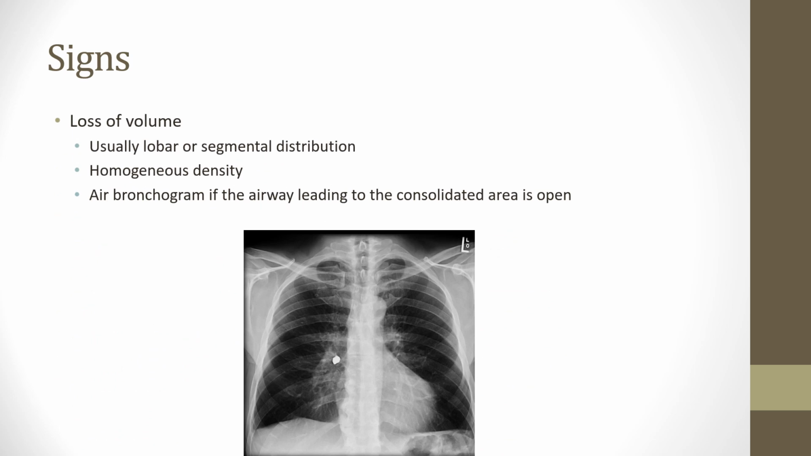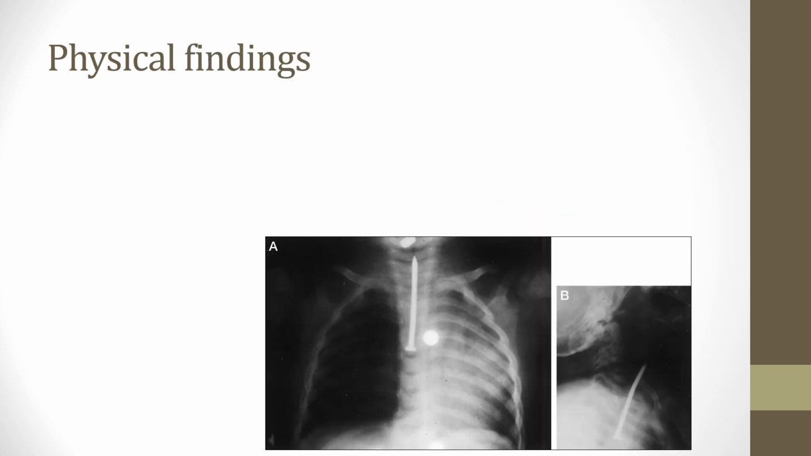Different signs that you'll see with those patients: loss of volume, homogeneous densities. You're like, oh, something is going on right there, right? Air bronchogram can be in that area as well. Some of the physical findings. Oh heavens, these x-rays are hilarious.